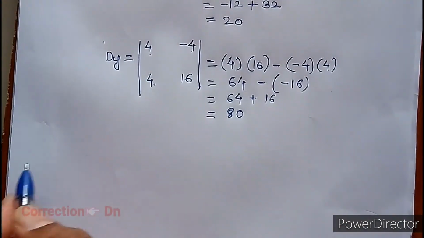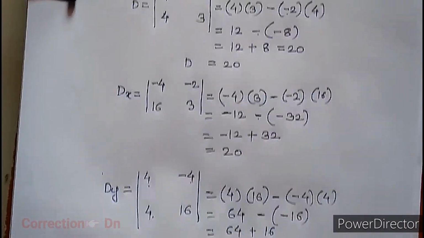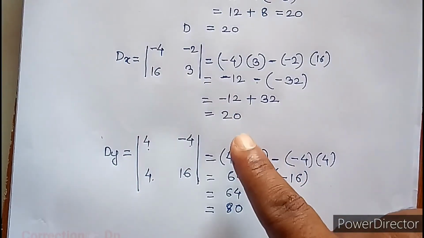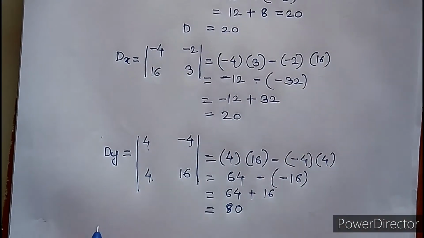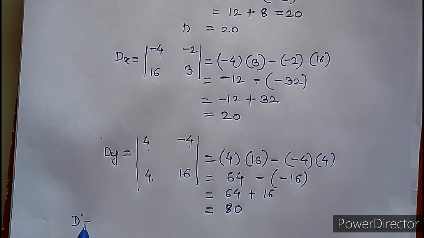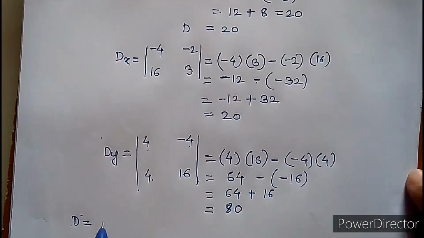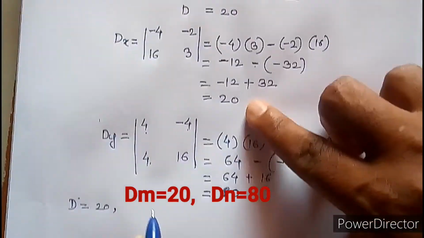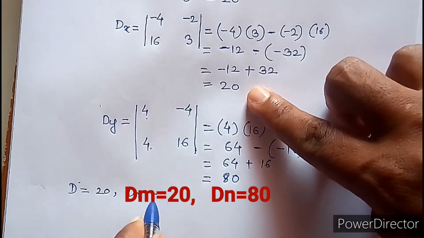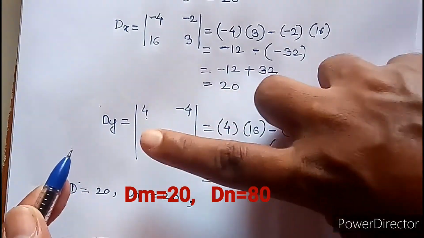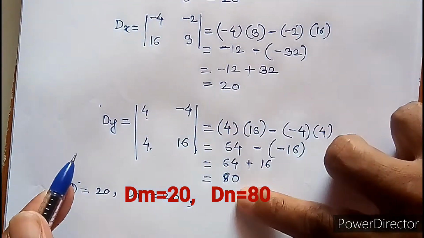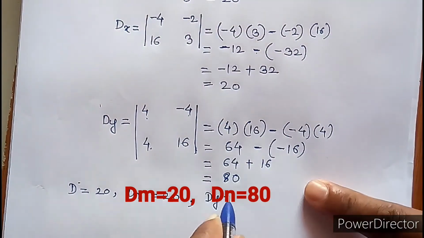Now we get the values, that is, the value of d is 20, dx is 20 and dy is 80. Write down here the values. Here we get d equals 20, write down here 20, dx equals 20, write down here 20, and we get the value of dy, that is 80. Therefore dy equals 80.